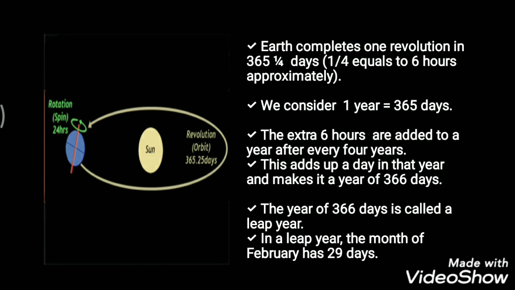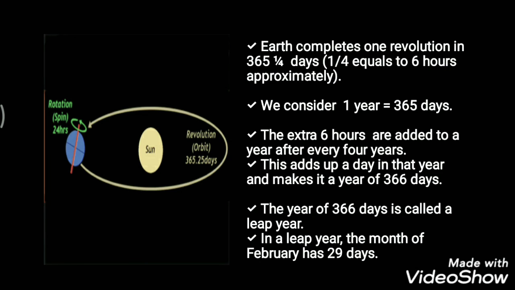Now, for our convenience, we consider 1 year to be of 365 days. Alright, now the extra 6 hours are added to a year after every 4 years. Alright, so these 6 fours are 24. So this adds up a day in that particular year and it makes it a year of 366 days. So the year of 366 days is called a leap year. Alright, and in a leap year, the month of February has 29 days.